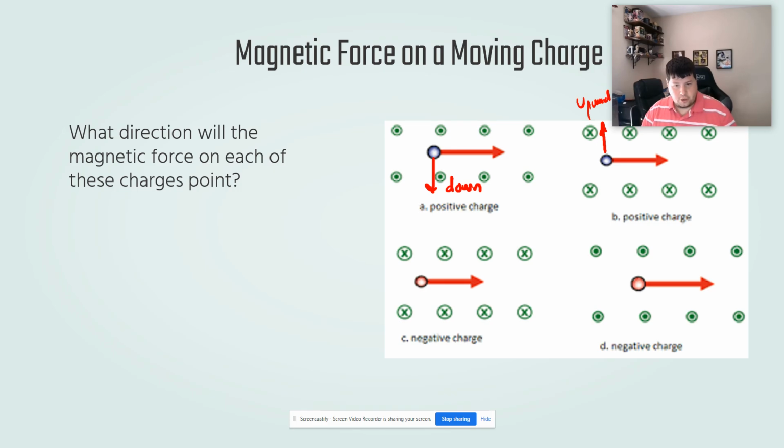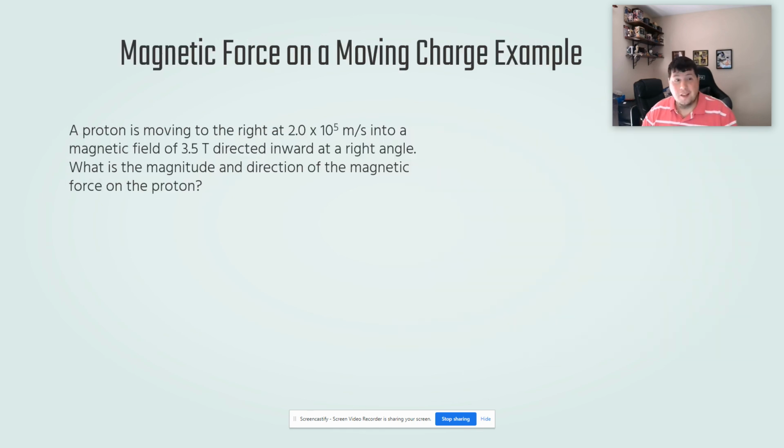Then you got the negative charge here for our C. This is exactly like B, actually, but now with a negative charge. And so you could use your right hand and say, okay, that's moving to the right, and then into the page. That would tell me upward, but because it's negative, I have to flip it and move it downward. And then hopefully you can see D is the exact opposite of A, and so that one would be moving upward. Hopefully that gives you an idea of how to use the right-hand rule. We'll, of course, look at some examples in class as well.